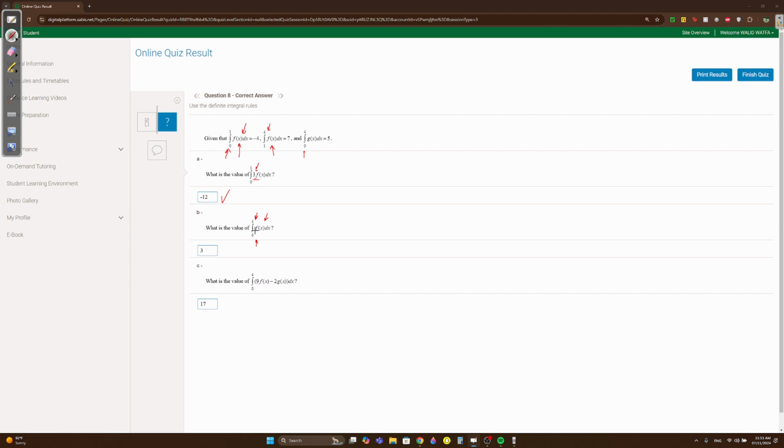Isn't 0 to 4 the bigger function, right? Can you split this up? Can you split 0 to 4 into two separate ones that you have here? Yes, you can, right? So 0 to 4, let me write this in a better way. 0 to 4 of f of x is equal to what? 0 to 1 plus 1 to 4, right? So integral 0 to 1 f of x plus integral 1 to 4 f of x.